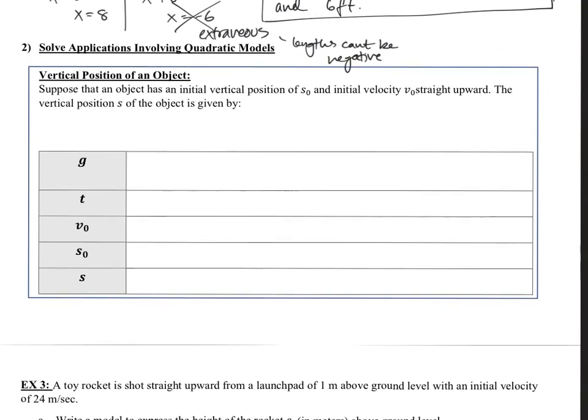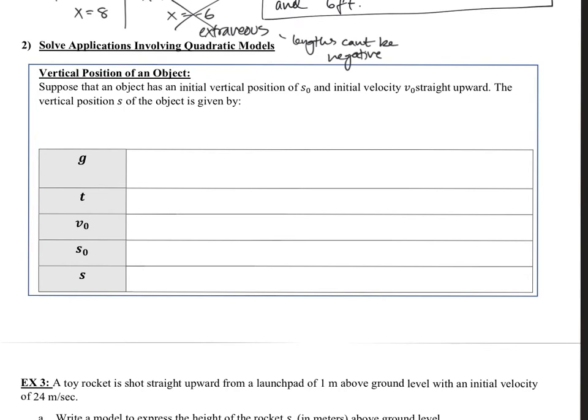Alright, now let's take a look at the next problem. So, this is another kind of problem. It has to do with gravity type problems. So suppose that an object has an initial vertical position of s sub 0, that's how we say it, and an initial velocity v sub 0, straight upward. The vertical position s of the object is given by this equation. S equals half g t squared plus v sub 0 t plus s sub 0, where the following.